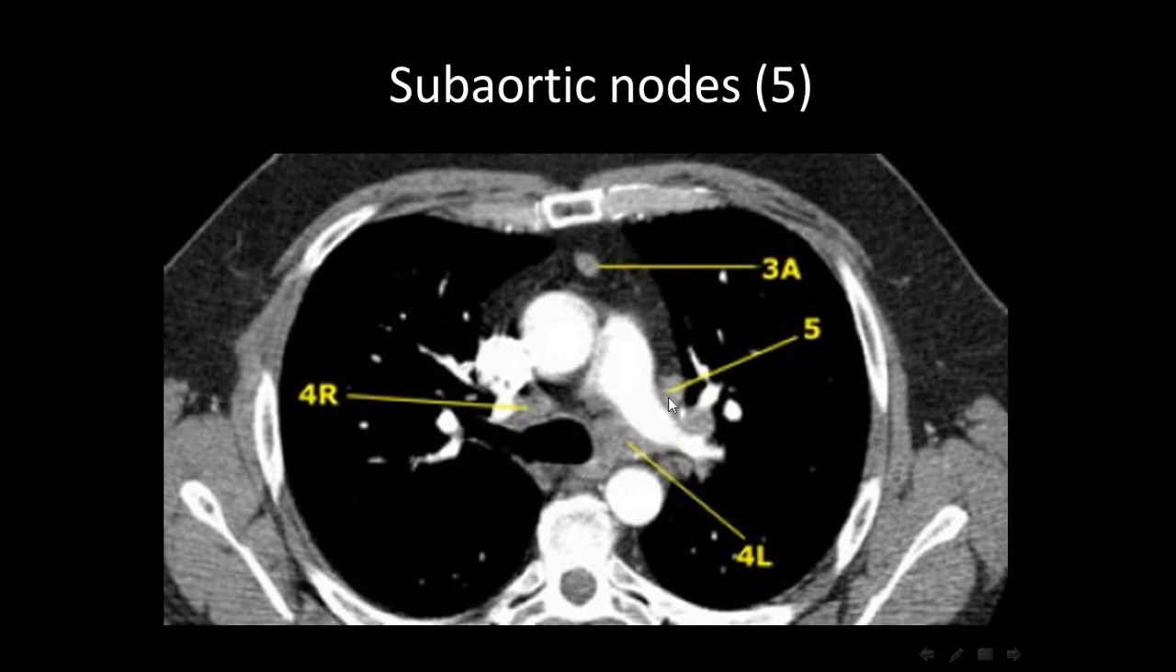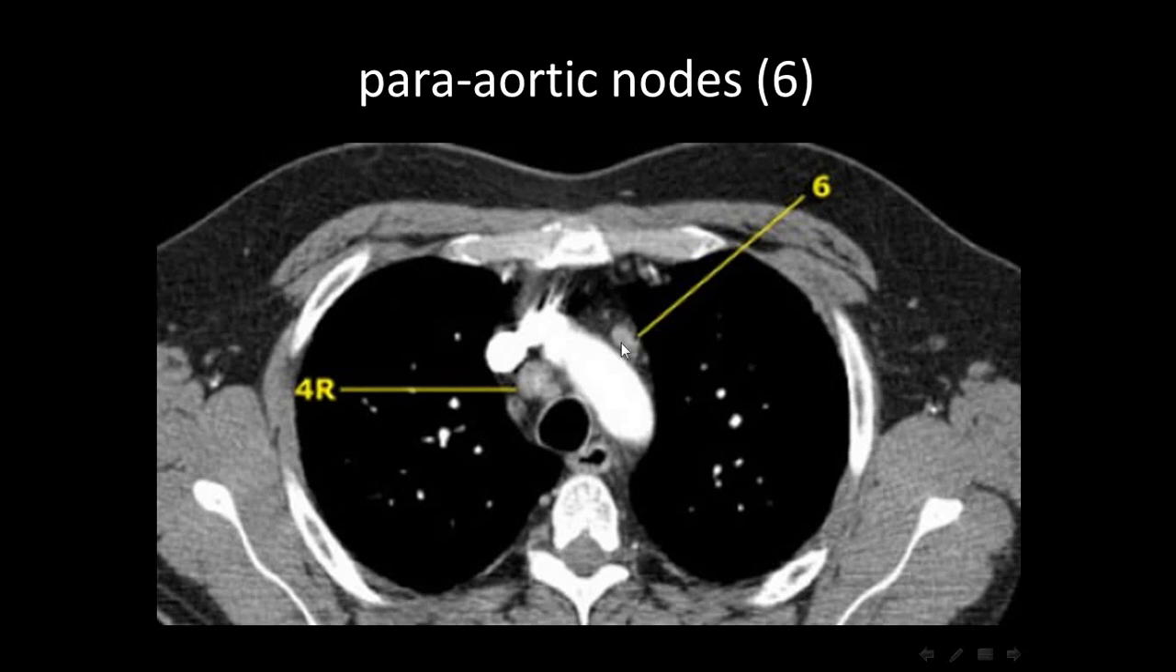This is the pulmonary trunk. This is one of the subaortic nodes. This is the prevascular, the right lower paratracheal, the left lower paratracheal. These are the para-aortic nodes. We said that they are anterior and lateral to the aortic arch, between the upper and lower margins of the aortic arch. So now we are cutting within the aortic arch. Anterior and lateral to it is the para-aortic lymph node station. And this is the right lower paratracheal lymph node.